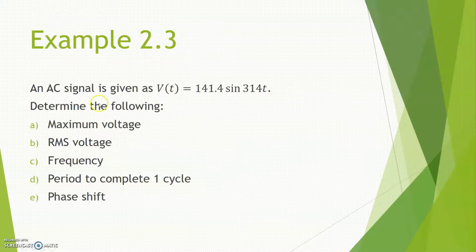Next, let's have a look at the following example on how to interpret your AC signal. Consider an AC signal given by the equation Vt equal to 141.4 sine 314t. Based on the equation, you need to determine the following: What is the maximum voltage? What is the RMS voltage? What is the frequency? What is the period to complete one cycle? And what is the phase shift?